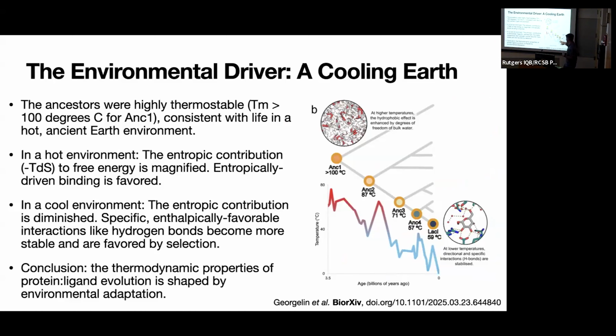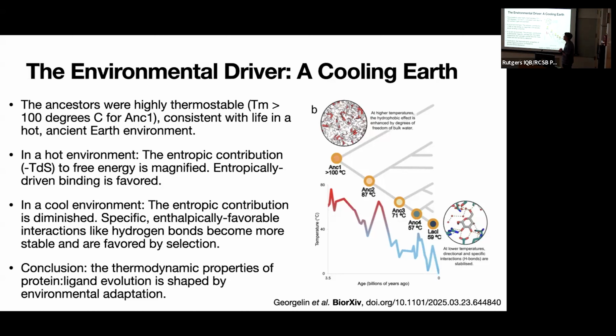A student made this figure. I just noticed on the y-axis, the temperature goes down to 0. It's not quite that cold. It's a conceptual figure, but the temperature has gone down. And this is the thermostability of the variants, which also goes down with the temperature on Earth, so it'll make sense.